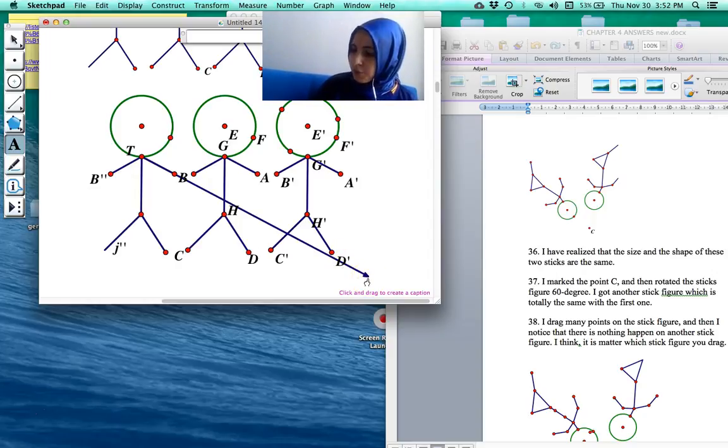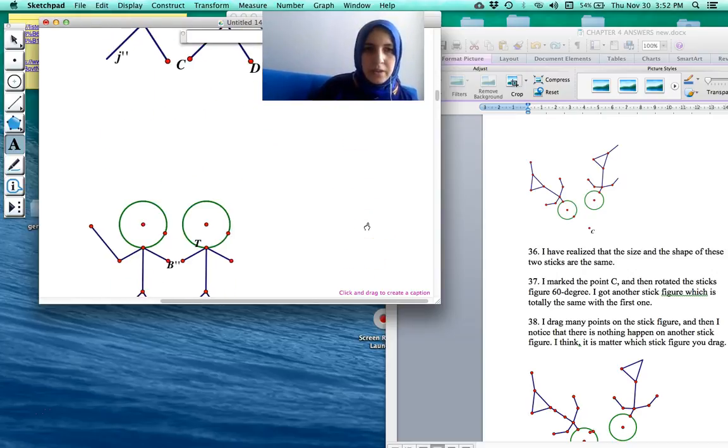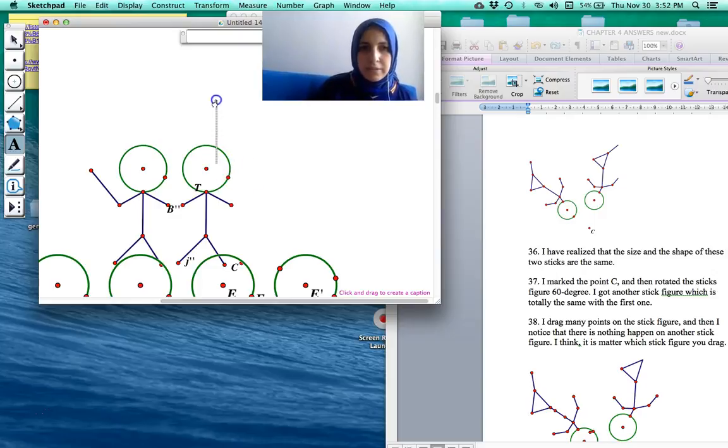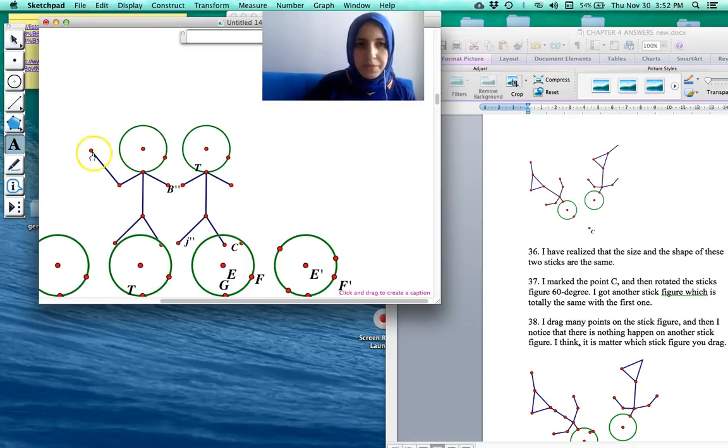Question 11. Use the segment tool to create a segment that joins a point from the original stick figure to its corresponding image point. What do you notice about this segment and the vector? Like before, I created a line segment that joins a point from the original stick figure. Then I realized that it does not affect that other image.